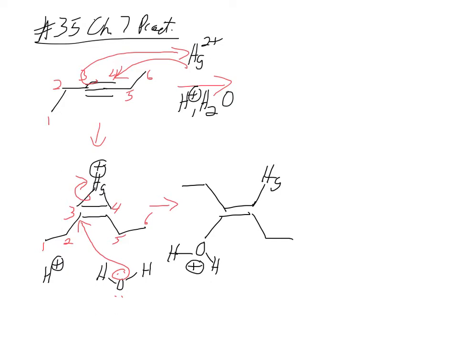Balance our charge. The biggest thing that's really important here is to show that the water that added and the mercury that's still on there are trans to each other. You have to show that they're trans to each other. It's a trans addition, right? Now at this point, what do we want to do? The other point of this is to get the mercury off of there, so you need to figure out ways to get the mercury off.